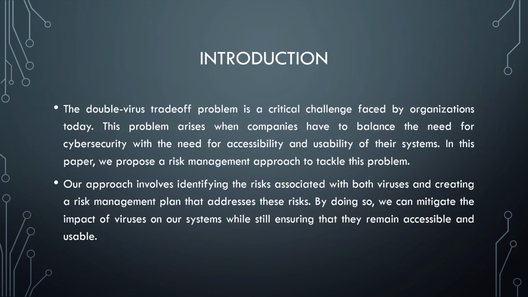The double virus trade-off problem is a critical challenge faced by organizations today. The problem arises when companies have to balance the need for cybersecurity with the need for accessibility and usability of their systems. In this paper, we propose a risk management approach to tackle this problem. Our approach involves identifying the risks associated with both viruses and creating a risk management plan that addresses these risks. By doing so, we can mitigate the impact of viruses on our systems while still ensuring that they remain accessible and usable.